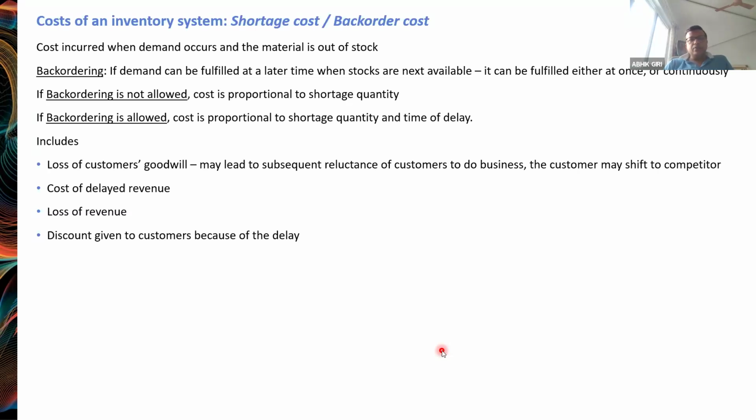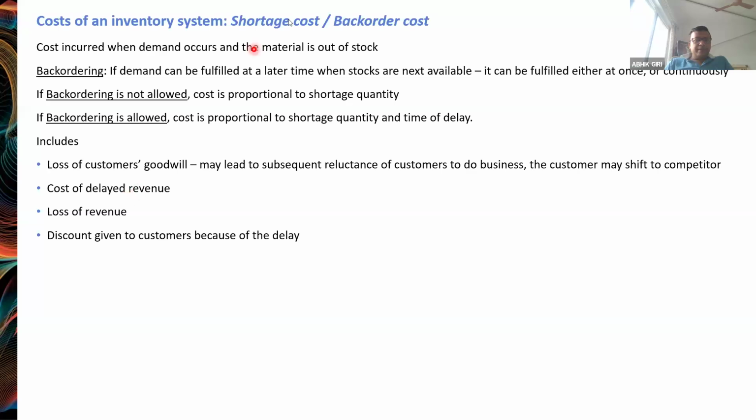So this is called back ordering, when you allow fulfilling the customer demand later on. But there's another scenario where back ordering is not allowed. In that case, the cost would be proportional to the shortage quantity, and if back ordering is allowed, then the cost is proportional to the shortage quantity and the time of delay. That is the time when the customer actually needed the item, and the time when we were able to deliver. So the difference between those two times is what it would be proportional to.